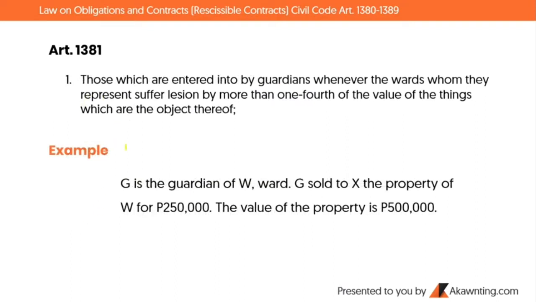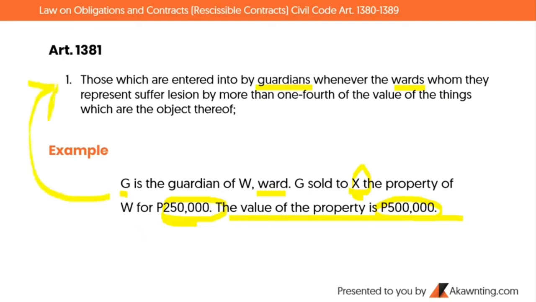Number 1, so, ayan, example natin is, G is the guardian of W, the ward, okay? So, ito yung nabanggit na ward dito sa ating Article 1381, so ward, tapos si guardian, okay? So, dalawa yan. So, G sold to X the property. So, si X ay isang third person. Sold to X the property of W for 250,000. The value of the property is 500,000, okay? So, ganito. Sa pag-analyze nito, dapat tugma ito sa number 1, okay?